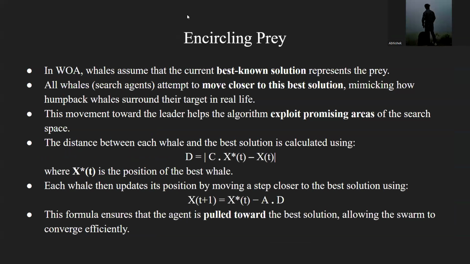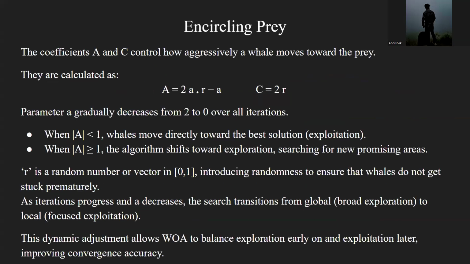In this step, WOA assumes that the best known solution represents the prey being targeted by the whales. Every whale tries to move closer to the best whale, mimicking how real humpback whales close in on their prey. The distance between a whale and the prey is computed as shown in the formula on the screen. Here, X star of t is the best position so far. This distance is then used to update the whale's position by the formula X of t plus 1 is equal to X star of t minus A multiplied by D. This formula helps the entire swarm to move towards the best solution in a coordinated manner. It allows WOA to exploit the most promising area in the search space effectively.